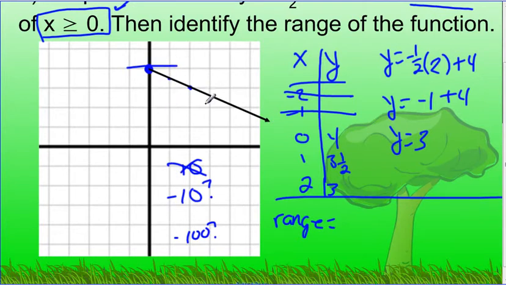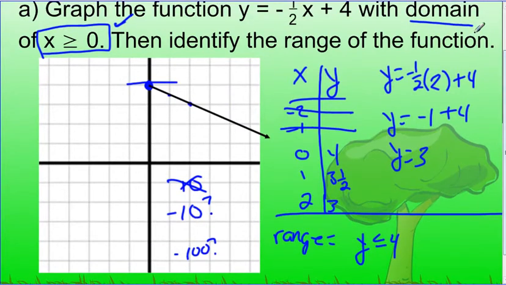It goes 4, 3, 2, 1, 0, negatives. So the range is the y values are less than or equal to 4, because this is where the line starts. It does not go above this. There's no y values of 5 or 6 or 7 or 8 or 9. The y value starts at 4 and goes down. So the y values are less than or equal to 4. That is the range. Domain are x values, range is y values.